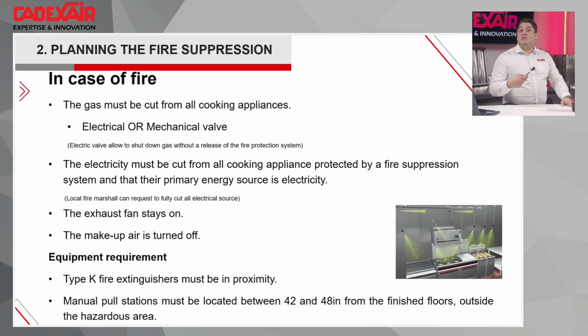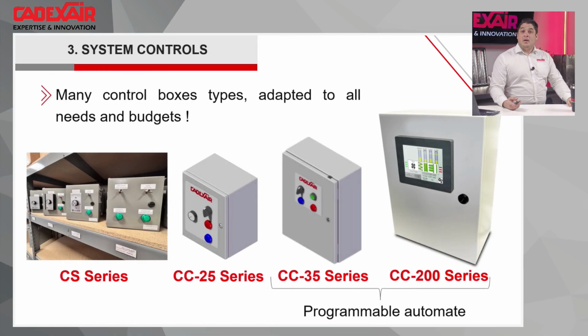The exhaust fan stays on when you get a fire. The makeup air is turned off, and don't forget, you always need to have a type K extinguisher when you have cooking appliances. Okay. And you will also need to position a manual pull station between 42 and 48 inches off the ground, outside of the hazardous area, so it's on the path of egress.